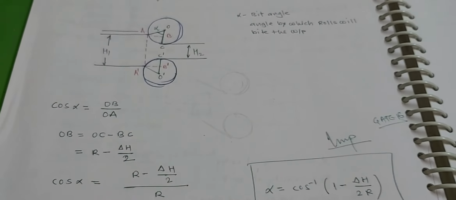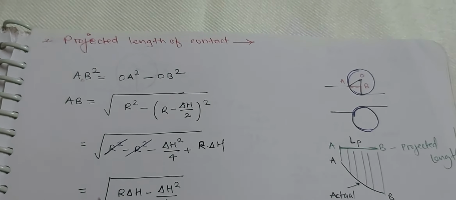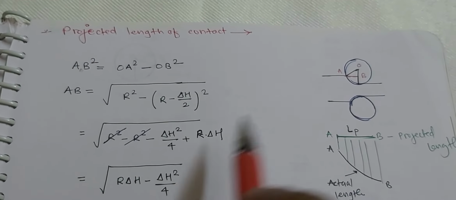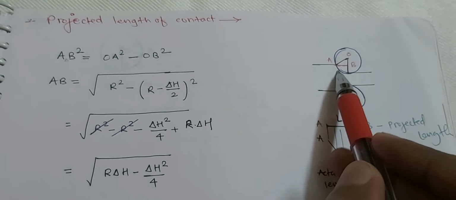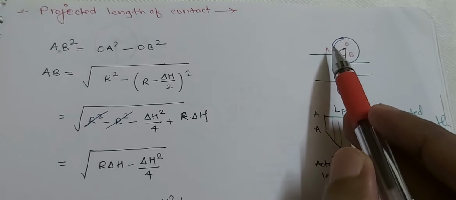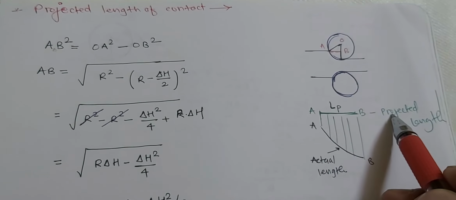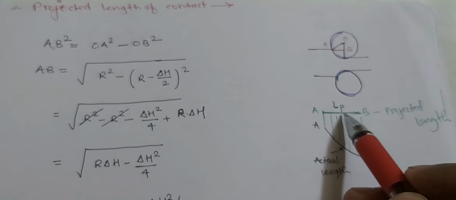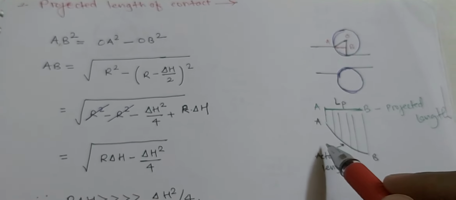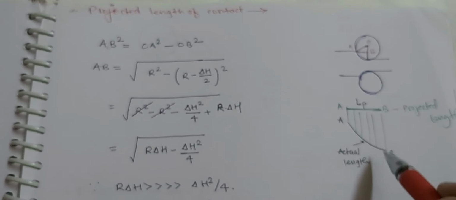After the bite angle we have to see what the projected length is. For finding the projected length, this is the derivation. Sometimes they ask for bite angle as well as projected length in a numerical. So we have to find this AB. Let's say this AB is the LP, or projected length, but your actual length is nothing but this arc length AB.